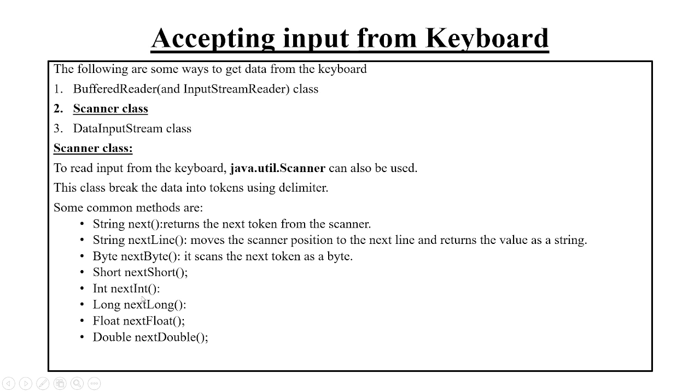nextInt is going to scan the next token as an integer, whereas nextLong scans the next token as a long. nextFloat scans the next token as a float, and nextDouble scans the next token as a double. I know all the methods are confusing. Let me explain it with an example.